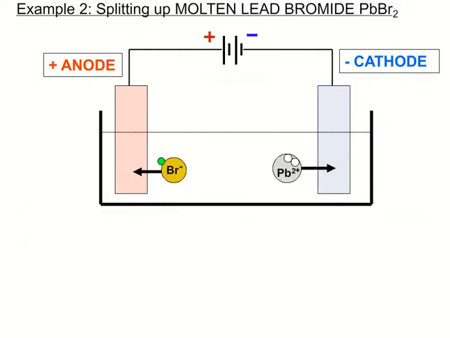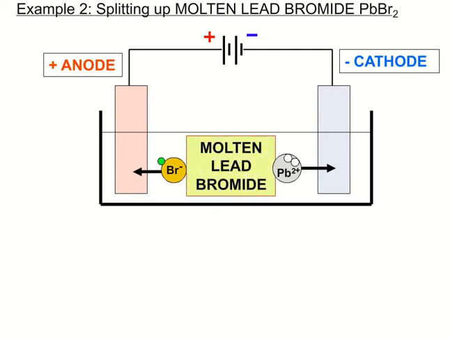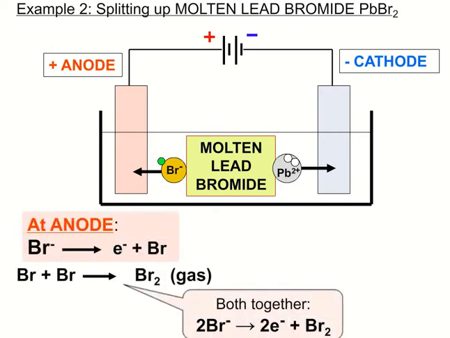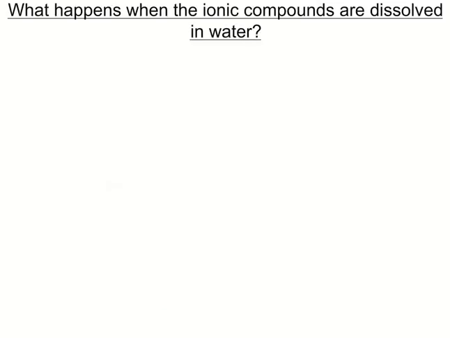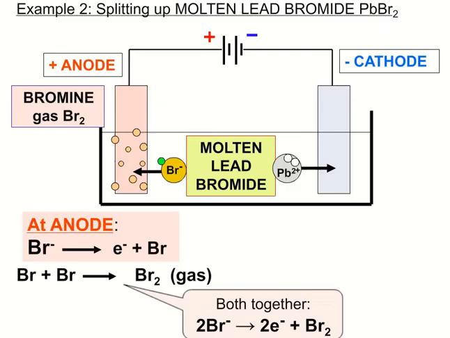Splitting up of molten lead bromide, PbBr2. Br minus goes towards the anode, Pb2 plus towards the cathode, and bromine gas is liberated at the anode. At the cathode, lead is deposited.